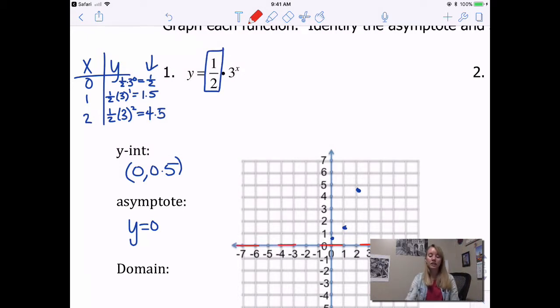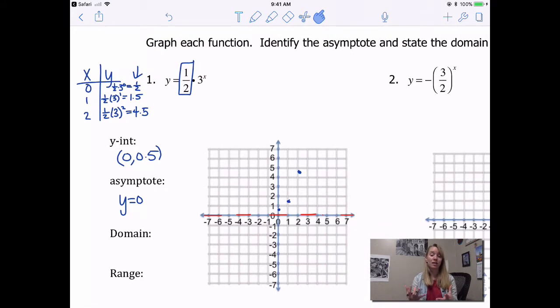Now when I connect my points to make my graph, I can remember the shape of the graph. I know that one side has to approach the asymptote, and the other side has to go away from the asymptote. So I'm going to connect the dots and keep going. It looks like the side that's close to the asymptote is the left side, so I can make that approach the asymptote. And then I will connect the dots and keep going on the other side.